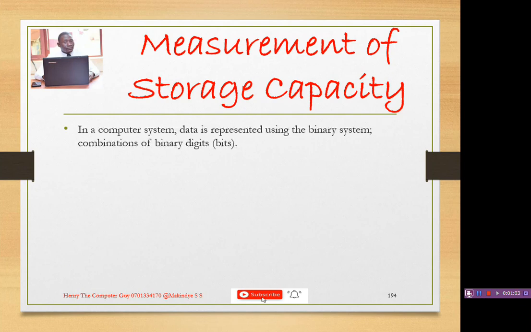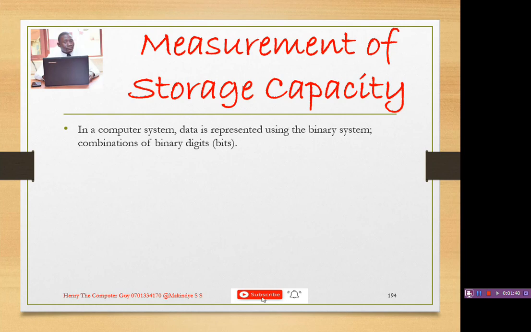They're telling us that in a computer system, data is represented using the binary system, which is a combination of binary digits. Specifically, a computer understands what we call machine language, and that machine language is a combination of ones and zeros. That's why we call it a binary language or binary system. It is composed of only two values, the 1 and the 0. Those two values are called bits. In full, it is binary digits, but we always shorten it to a bit.